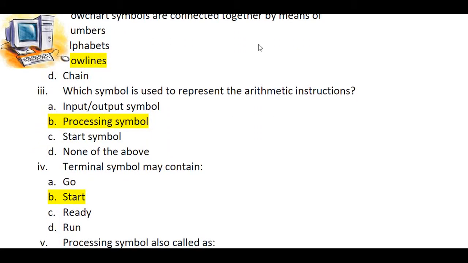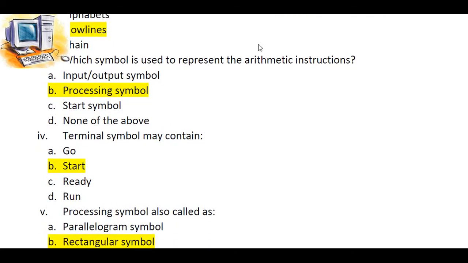Third MCQs is which symbol is used to represent the arithmetic instructions. Option A is input output symbol, option B processing symbol, C is start symbol, D is none of the above. The correct option is option B, that is processing symbol, which is actually a rectangle shape which represents a processing operation or any arithmetic operation.